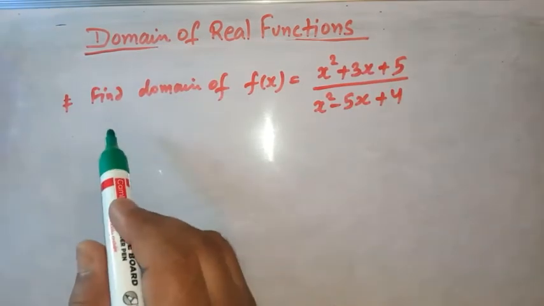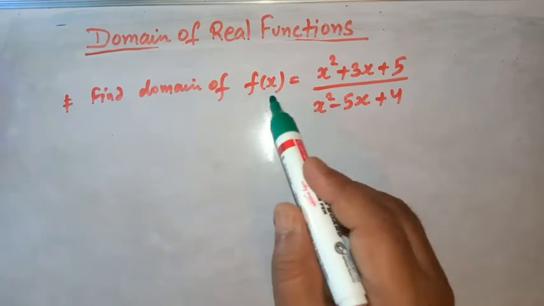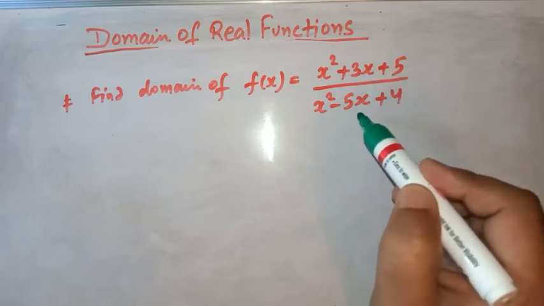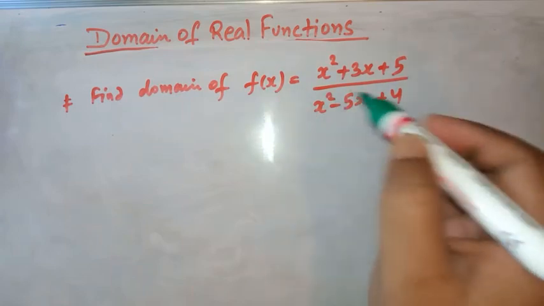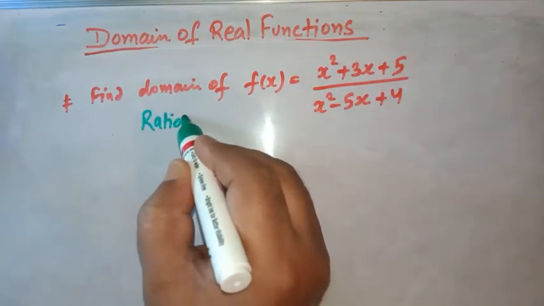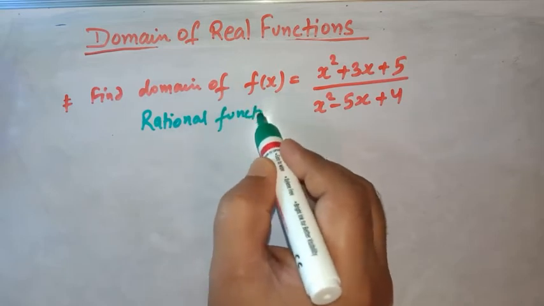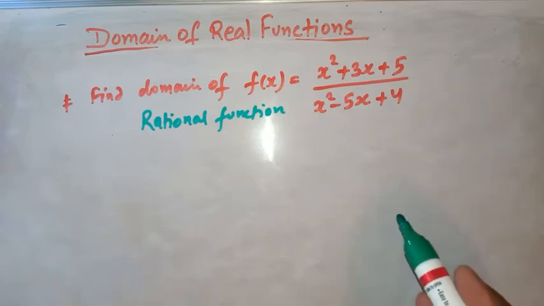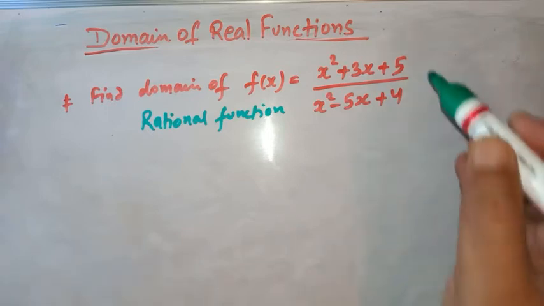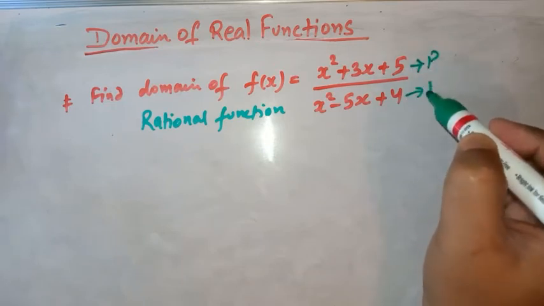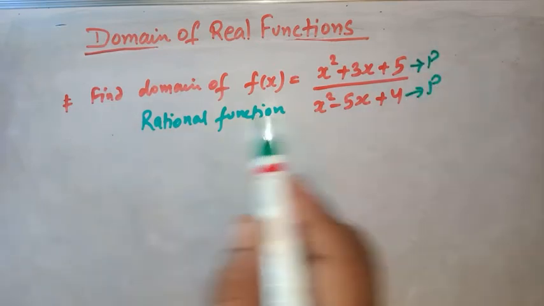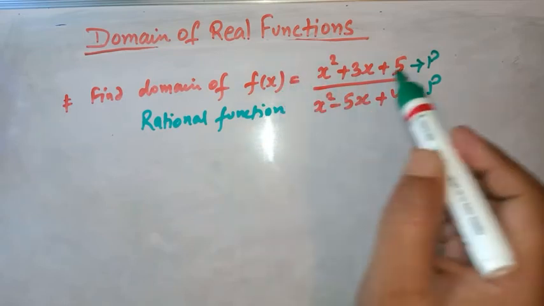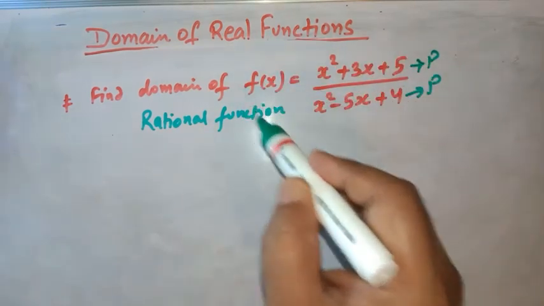Viewers, let us take this example. Find the domain of f(x) equal to (x square plus 3x plus 5) over (x square minus 5x plus 4). Now this is a rational function. What is a rational function? A rational function is a function in which the numerator and denominator are polynomial functions. So this is a polynomial, this is also a polynomial. Clear? Now domain means all the valid values of x which make this function defined.